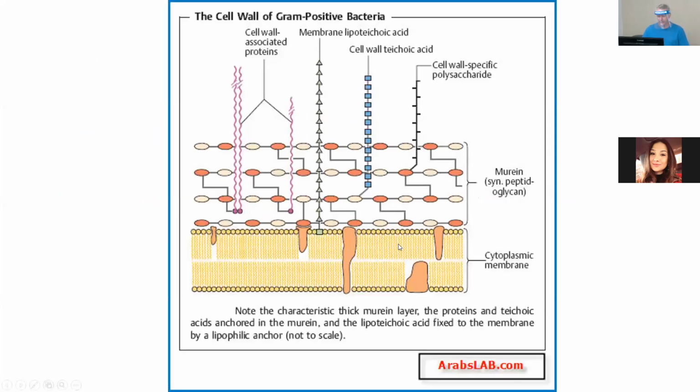So here's a picture from your PowerPoint that shows this. Here's the cytoplasmic membrane, and here's the peptidoglycan layer. You see here's the teichoic acid, and here's some more associated proteins. The thickness of the peptidoglycan layer determines whether we're going to have a gram positive or gram negative. So this is the gram positive: it has an inner cytoplasmic membrane, and then the peptidoglycan layer, and that's it.